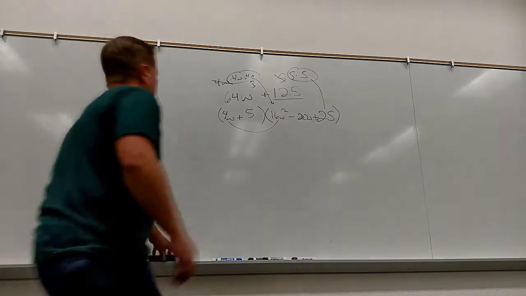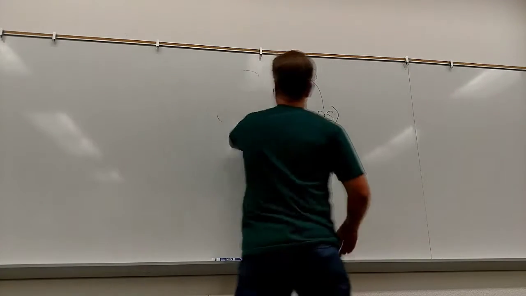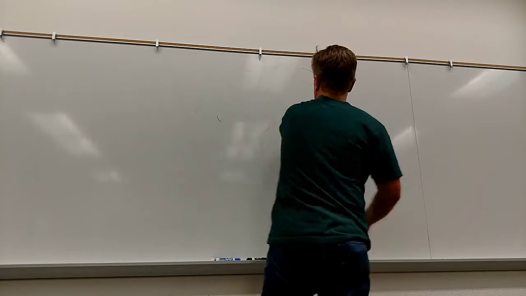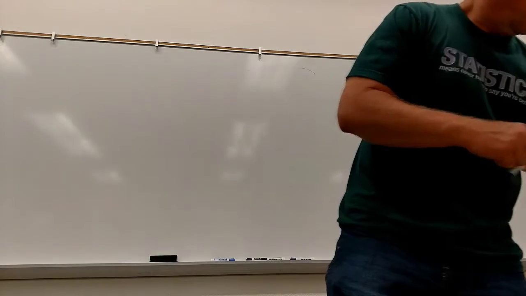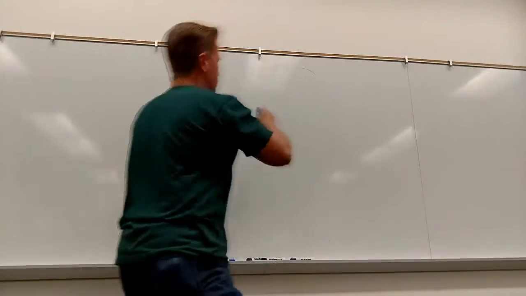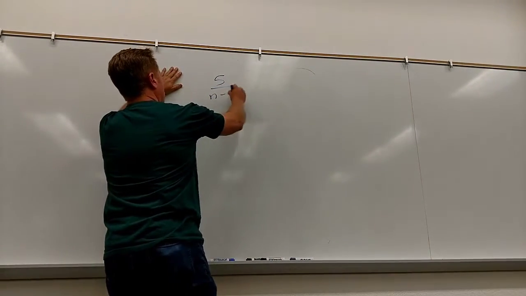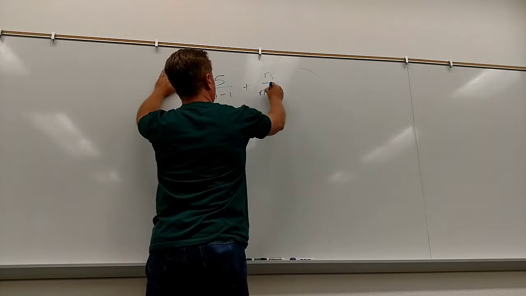Okay. 60-65 starts off with the bottoms looking like they almost are the same. But they aren't. That sucks. Hey, there's no such word as ain't, Jeff. 5 over n minus 1, n over n plus 1.